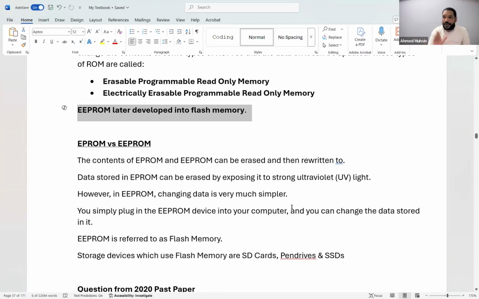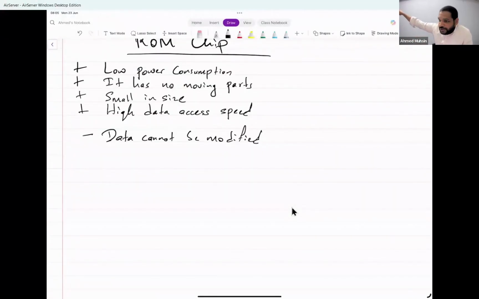Okay. But do they behave like the ROM chip? No. You can modify data in a pen drive. You can modify data in a memory card. Now watch this. Now tell me, do all the positives that I have mentioned over here fit the pen drive? Is the pen drive consuming low power? Pen drives, memory cards, SSDs, SD cards, they all consume low power.